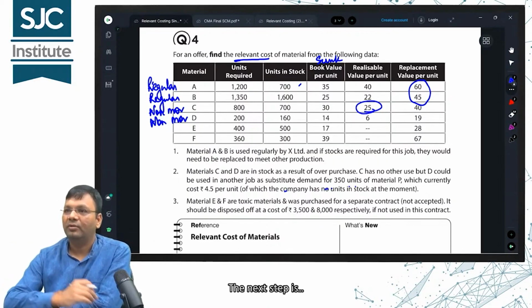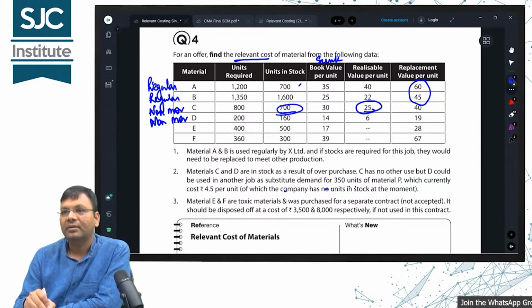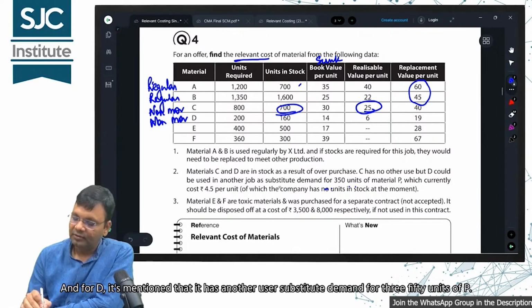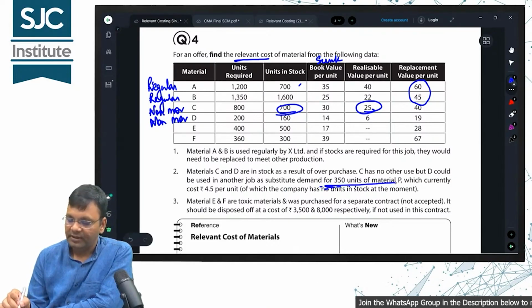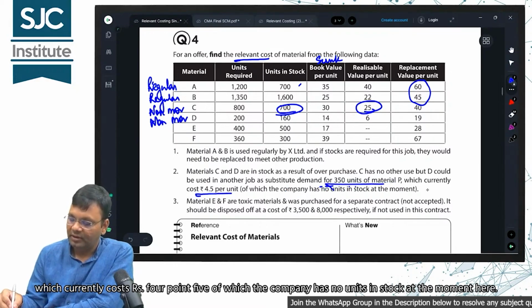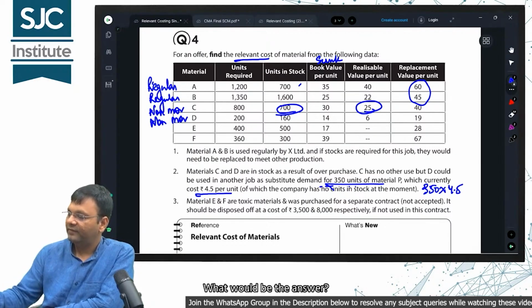The next step is benefit lost is considered as realizable value for 700 units and for remaining 100 units, make purchase. And for D, it's mentioned that it has another use as substitute demand for 350 units of P, which currently costs 4.5, of which the company has no units in stock at the moment here. What would be the substitute benefit? It will be 350 multiplied by 4.5. What would be the answer?